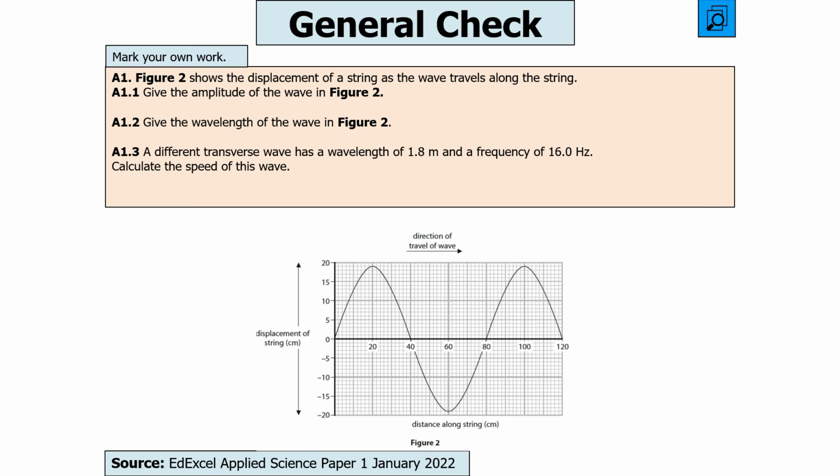So the amplitude is from equilibrium to the peak or the trough, so that will be 19 centimeters. The wavelength is the length of one whole cycle, which is 80 centimeters. And the speed of this wave is going to be frequency times wavelength, 16 times 1.8, 29.0 meters per second.